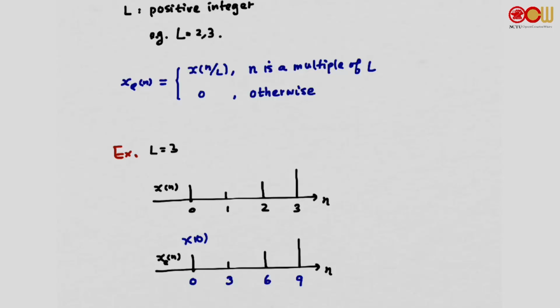so x[0]. And what is the value at n equal to 3? It will be 3 divided by 3, so this is x[1]. And when n is equal to 6, 6 over 3 is 2, and this one is x[2]. So the sample x[0] comes here to 0, the sample x[1] comes to 3, this one comes to 6, this one comes to 9, and all the other samples are 0. For all the other n that are not multiples of 3, those samples are 0.